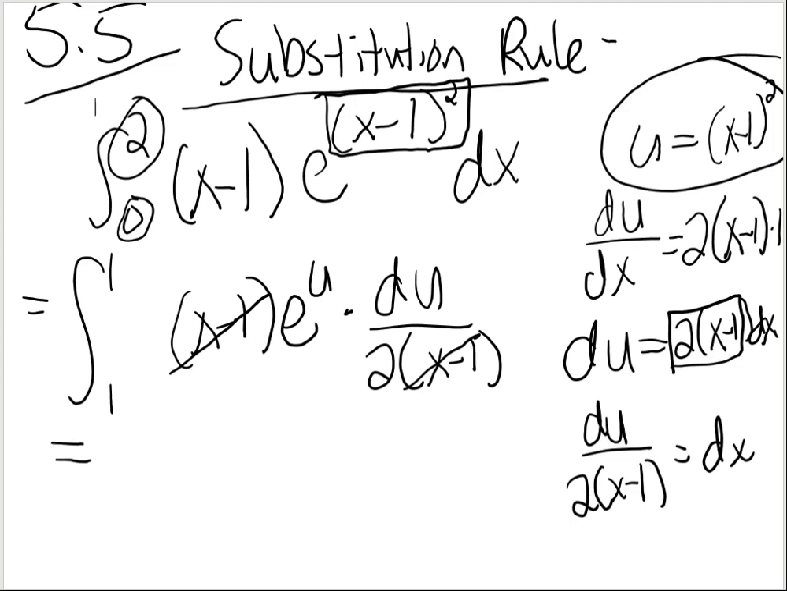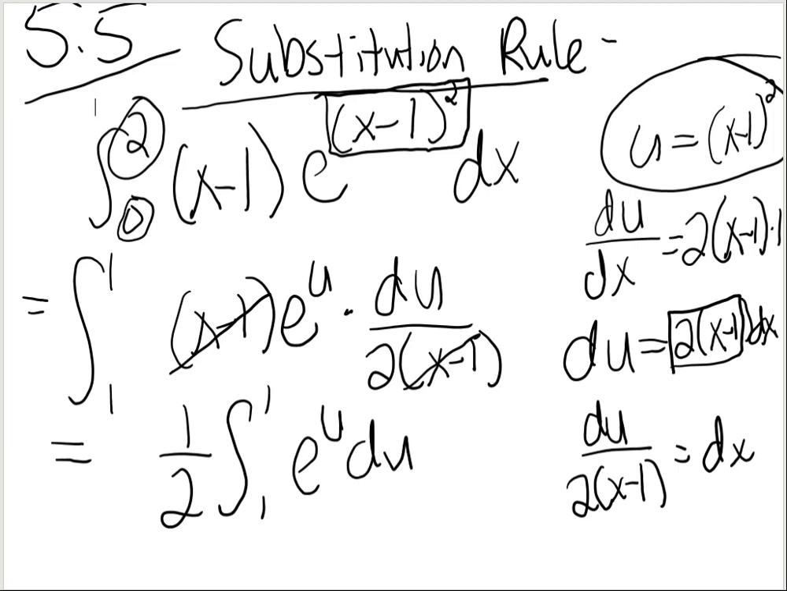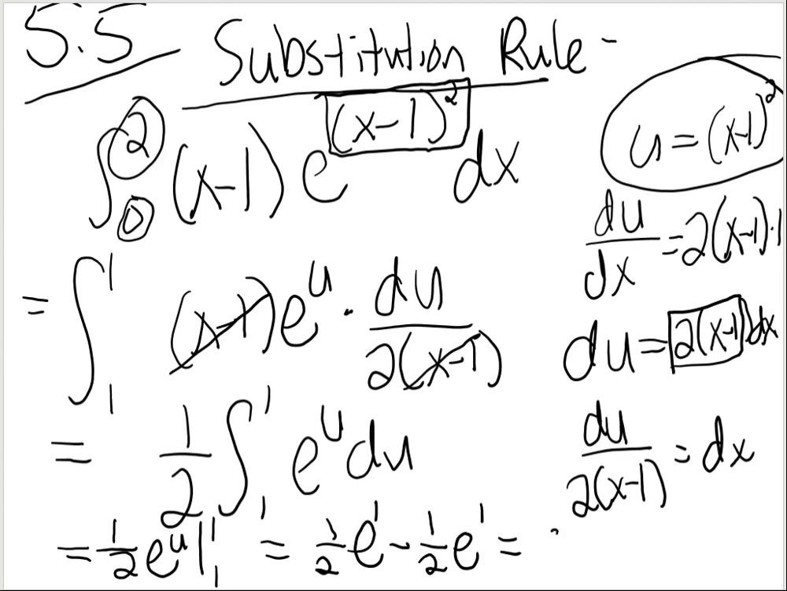And so we have to integrate this thing. Now you could integrate this, and what are you going to get? 1/2 e to the u evaluated from 1 to 1, or 1/2 e to the 1 minus 1/2 e to the 1, or 0. And that is another example.